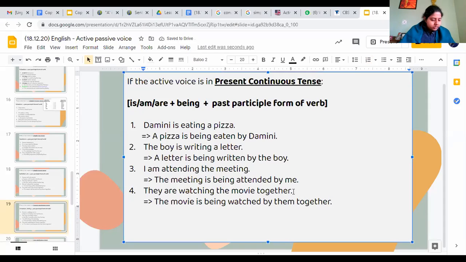Let me check the chat also. The movie is being watched by them together. Yeah. Aditya, Vaishnavi, Bhumika. Got it right. Oh, Aditya, you were not writing being. मैंने नहीं देखा. Pranali, why are you forwarding Aditya's answers?